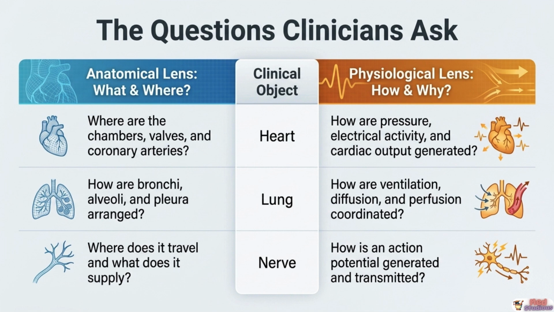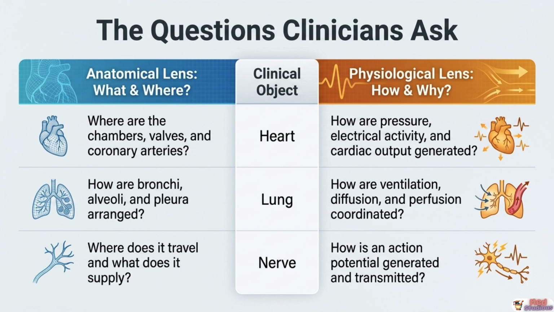Use this comparison whenever the two terms feel confusing. Anatomy asks, what is it? Where is it? What is its shape, size, and relationship? Physiology asks, what does it do? How does it do it? What regulates it? With the heart, anatomy identifies chambers, valves, muscle layers, and vessels.